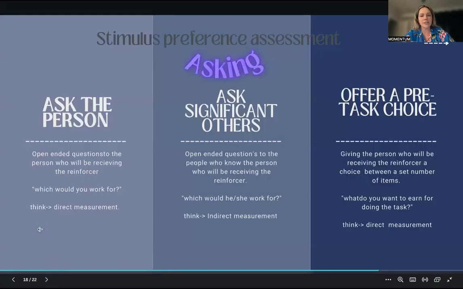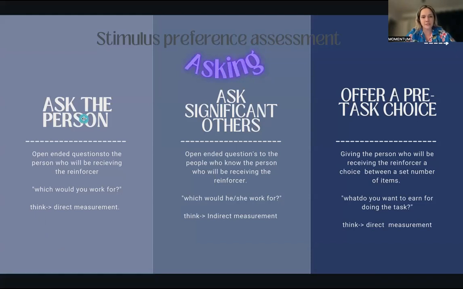So for asking, there's 3 different ways. We can ask the person, ask significant others, or offer a pre-task choice. So when we're asking the person, just think about it as open-ended questions. This is a typo. Just pretend that says questions. The person who will be receiving the reinforcer. So which one would you work for? Think of it like that. And it is a direct measurement because we are asking the person themselves, what is it that you want? What is it that you would work for? What do you prefer?